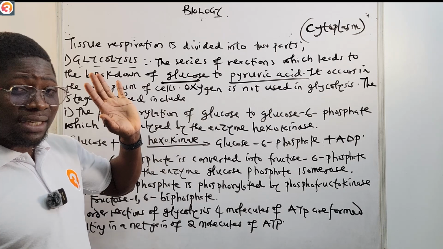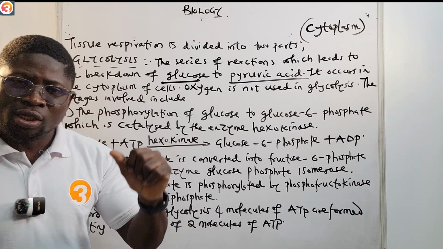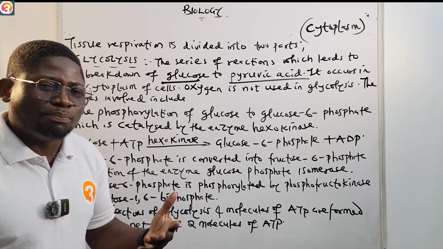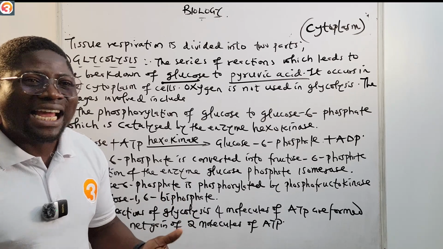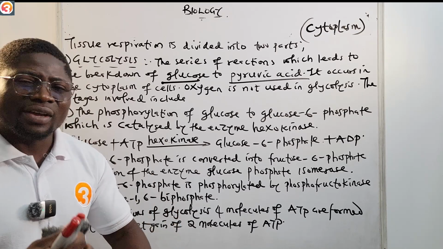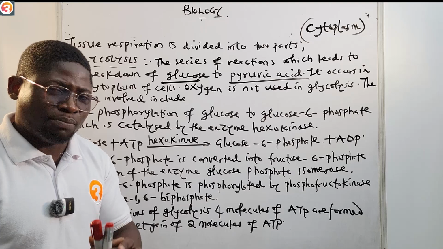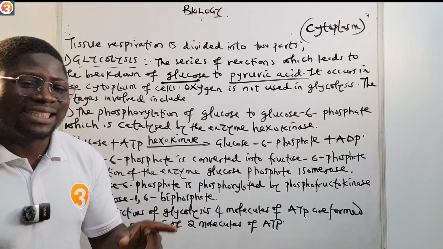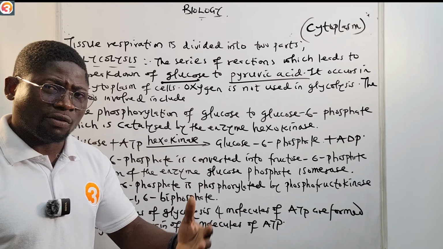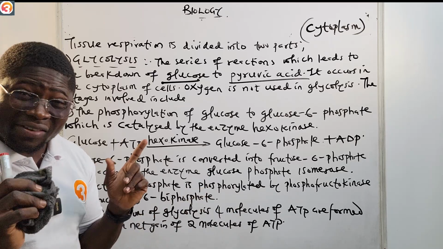There are about 10 enzymatic reactions broken down into 2 phases. The first one is called the energy investment phase. 2 molecules of ATP are used to start the reaction, and at the end of the second phase, 4 molecules of ATP are gotten. That means there is a net gain of 2 ATP, because 2 were used to start the reaction and 4 were gotten at the end. 4 minus 2 is 2. Take note of that. It's a very, very important point also.